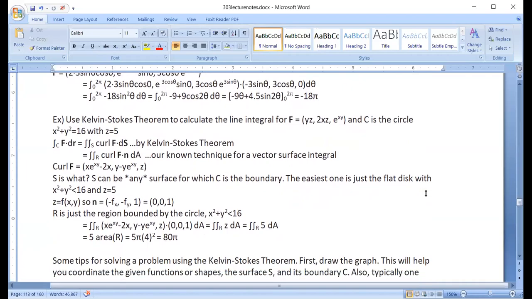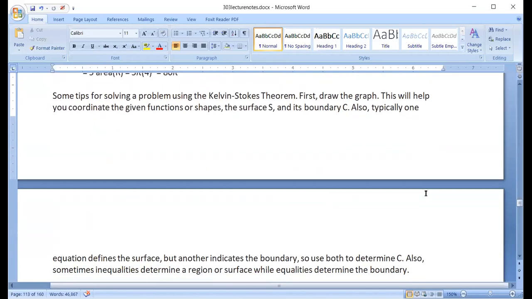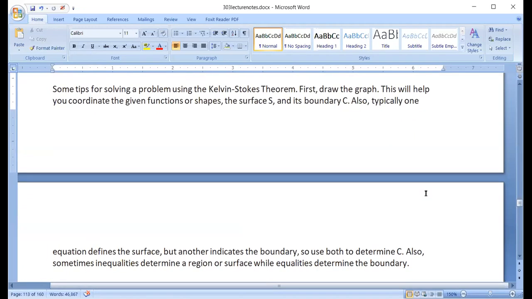So first, actually, a tip about solving problems using Kelvin-Stokes theorem. The first thing that I recommend is that it's going to help to draw the graph. Yes, the graph may be three-dimensional and it'll have to be a rough sketch. But even if it's just a super rough sketch, it'll help you coordinate the surface S and its boundary C. And sometimes it might also help you think about what the boundaries are, either for the region or for the curve.